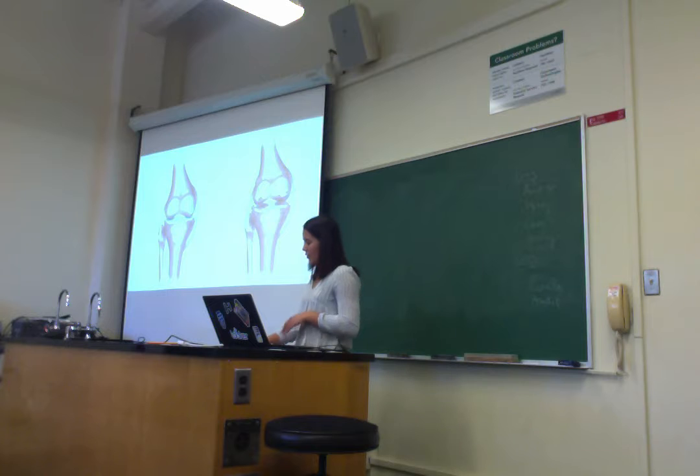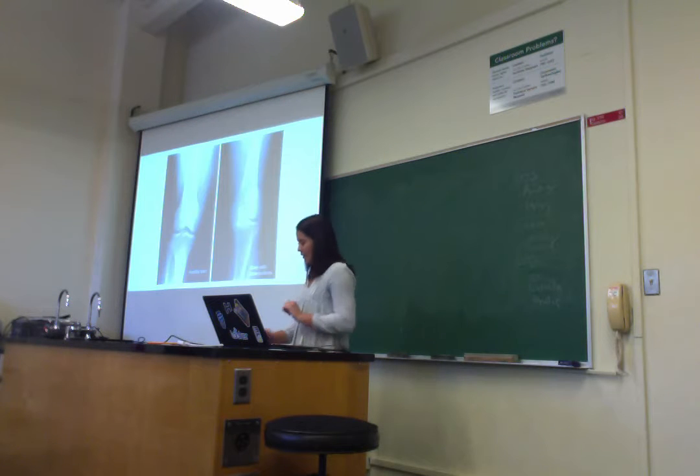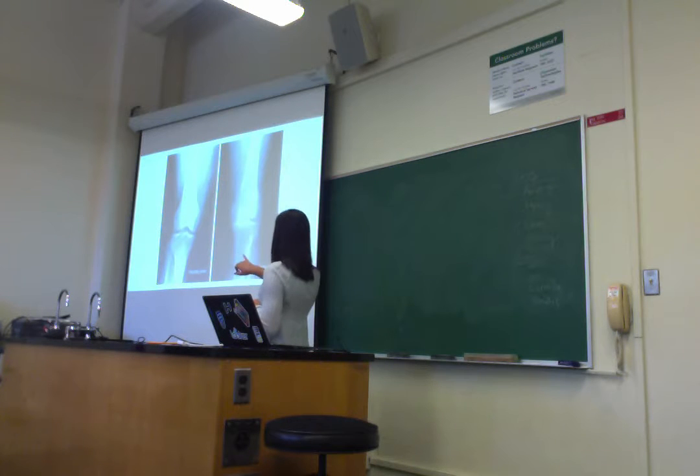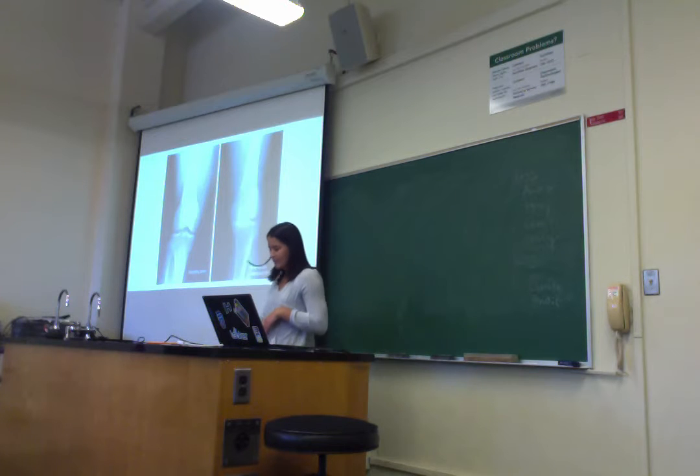And according to an article titled Pathogenesis and Management of Pain in Osteoarthritis, radiography is the main method used to diagnose osteoarthritis, since, as you can see in this picture, the wearing down of the joint causes a really visible difference between a healthy knee and a knee with osteoarthritis.